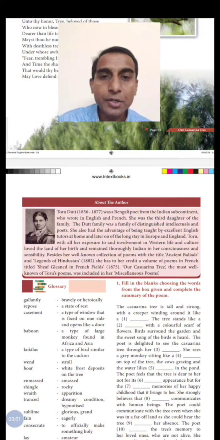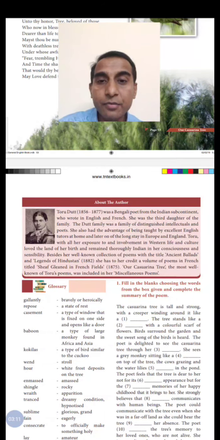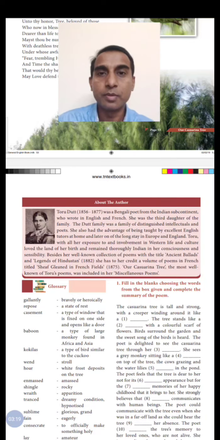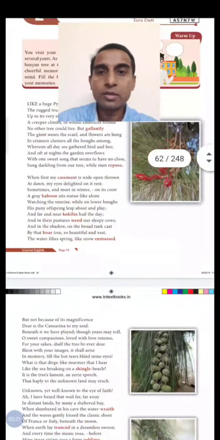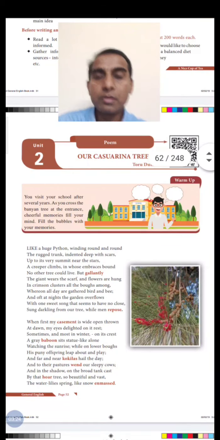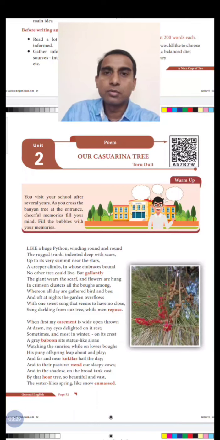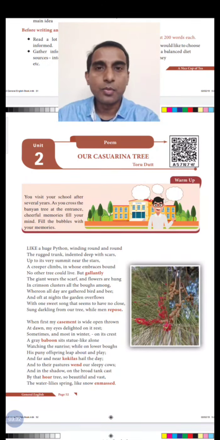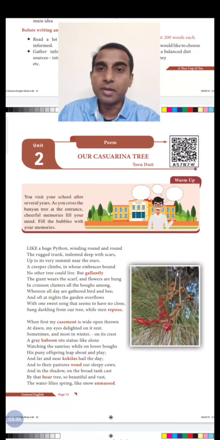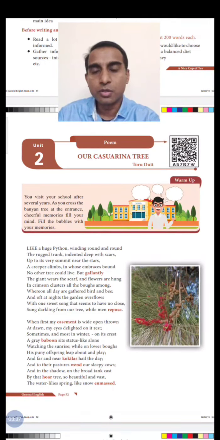Besides her well-known collection of poems with the title Ancient Ballads and Legends of Hindustan, she has to her credit a volume of poems in French titled A Sheaf Gleaned in French Fields. Our Casuarina Tree, the most well-known of Toru's poems, was included in her miscellaneous poems. This is one of the best poems of Toru Dutt, and it has a very good structure and a great message, which I hope all the students will enjoy.